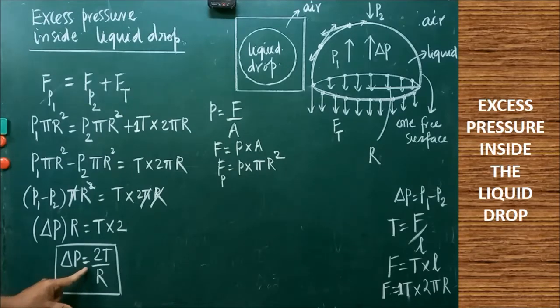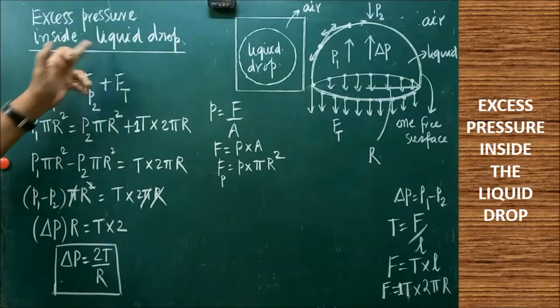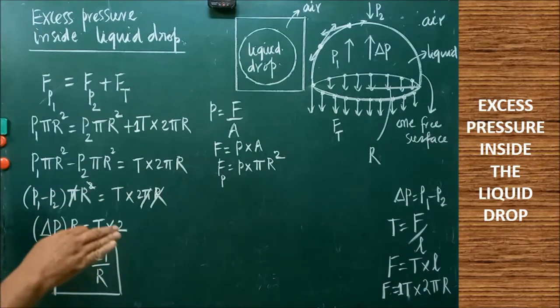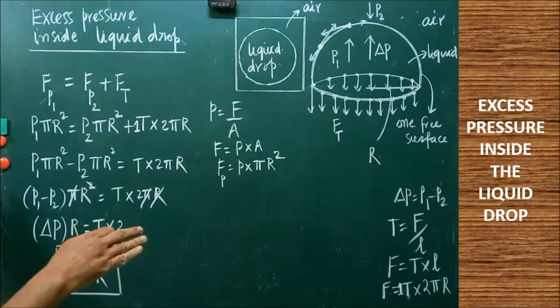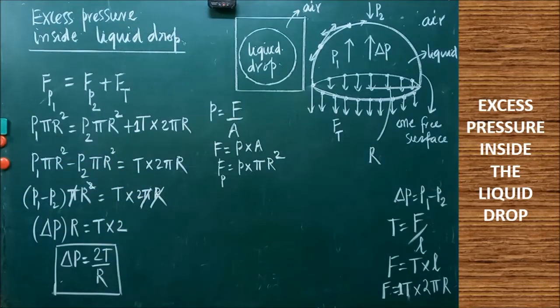Therefore, del P is equal to 2T by R. The same expression was already derived in the case of the air bubble. Are you clear? Now, the same expression is derived even in the case of the liquid drop. So very simple one. That's why I didn't rub the board again. I have used the same expression as seen in the case of the air bubble. For both liquid drop and air bubble, the excess pressure expression is del P is equal to 2T by R. Don't forget the term 2.